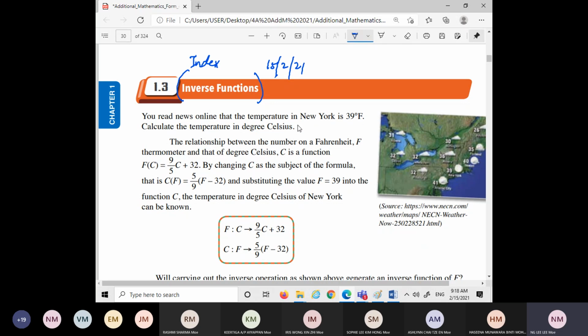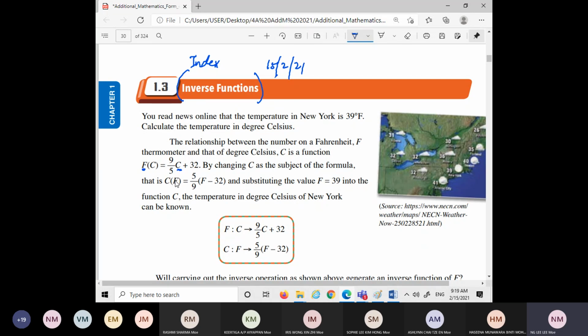For example, measuring the temperature. We are using degrees Celsius, but they are using degrees Fahrenheit. So this is the conversion from degrees Celsius to Fahrenheit. If we know the temperature in degrees Celsius, we put it in here and we get the answer in Fahrenheit. The other way around, if we have the temperature in Fahrenheit, how do we get back to degrees Celsius?